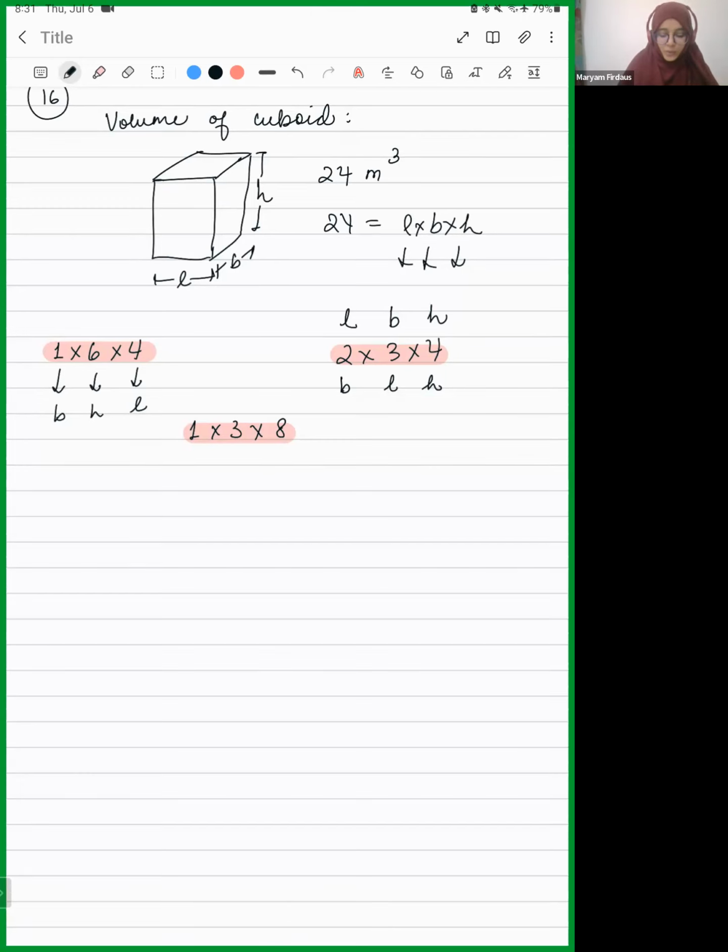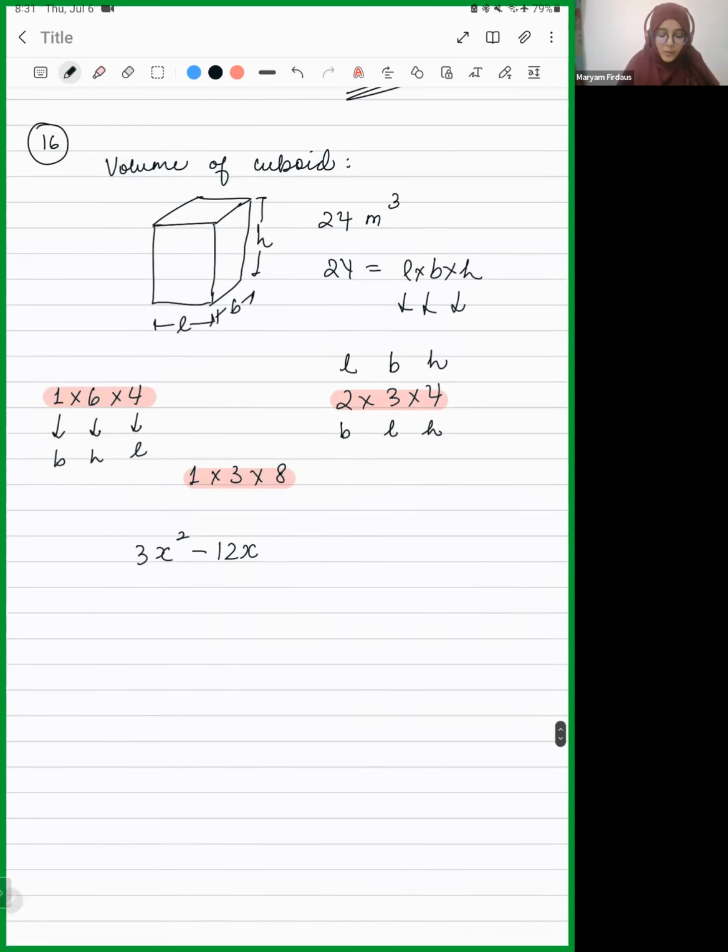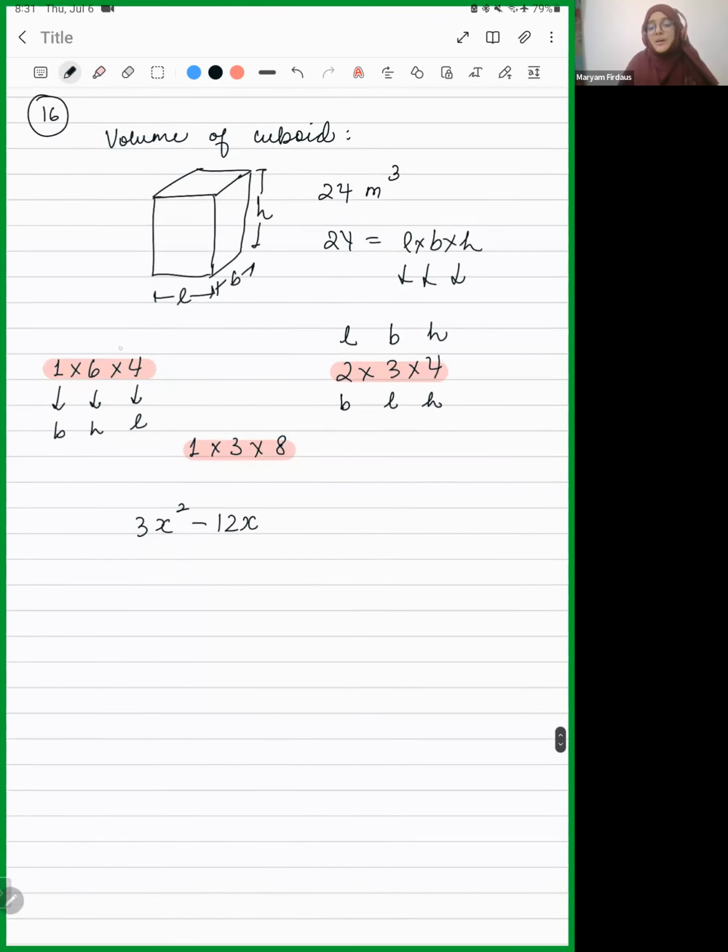So the question is telling you that you have 3x square minus 12x. This is the volume. You're supposed to find what all are the possible dimensions for this cuboid. What does that mean? What have we done over here? We found the factors of 24, right?